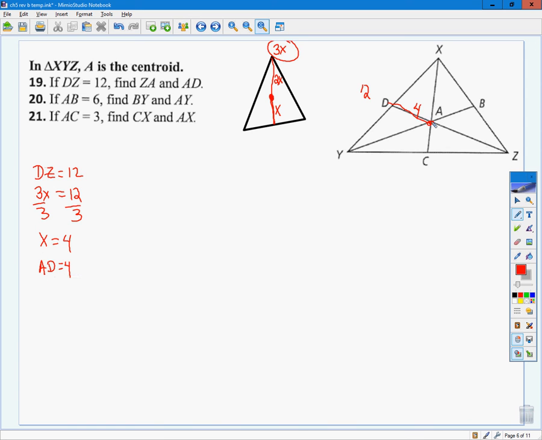And from A to Z is twice as big. 4 times 2 is 8. So from Z to A is 8. And that answers both pieces. ZA is 8, AD is 4.